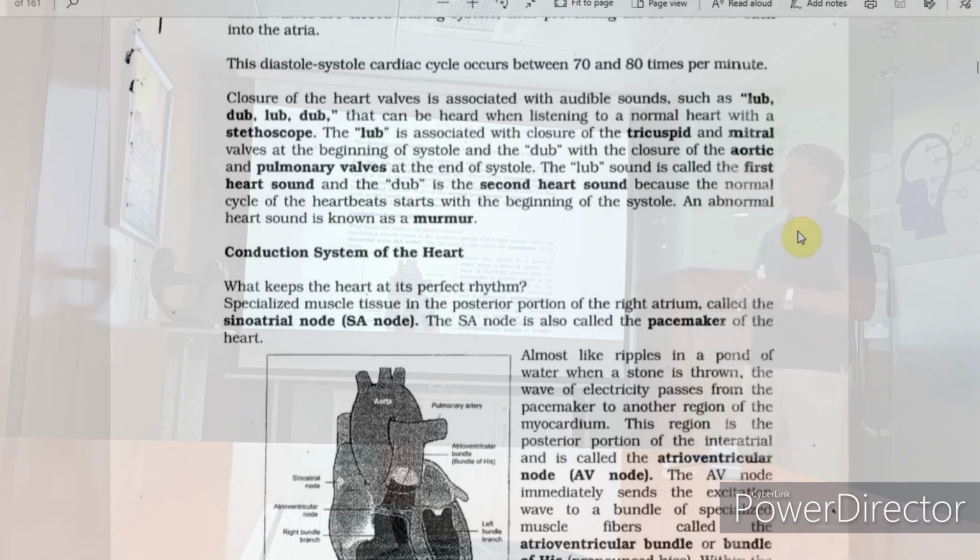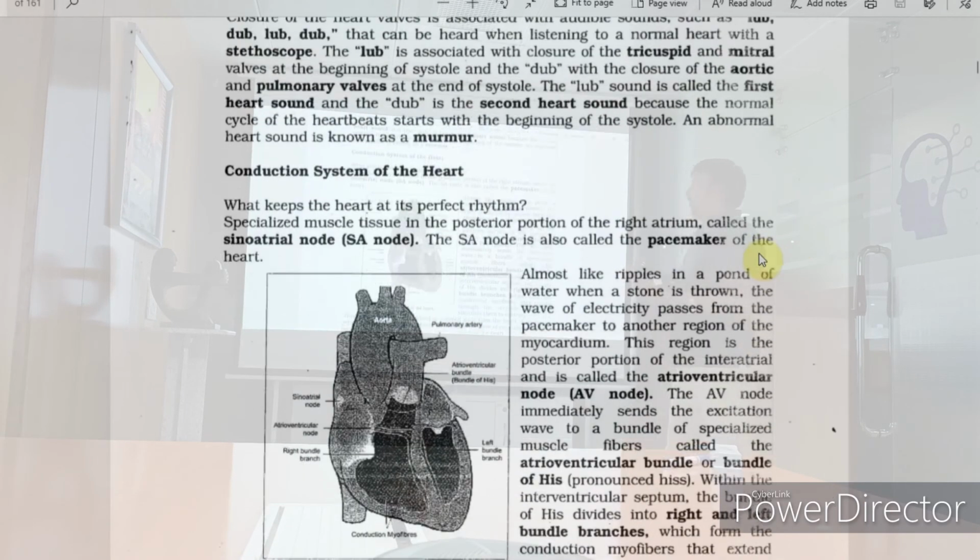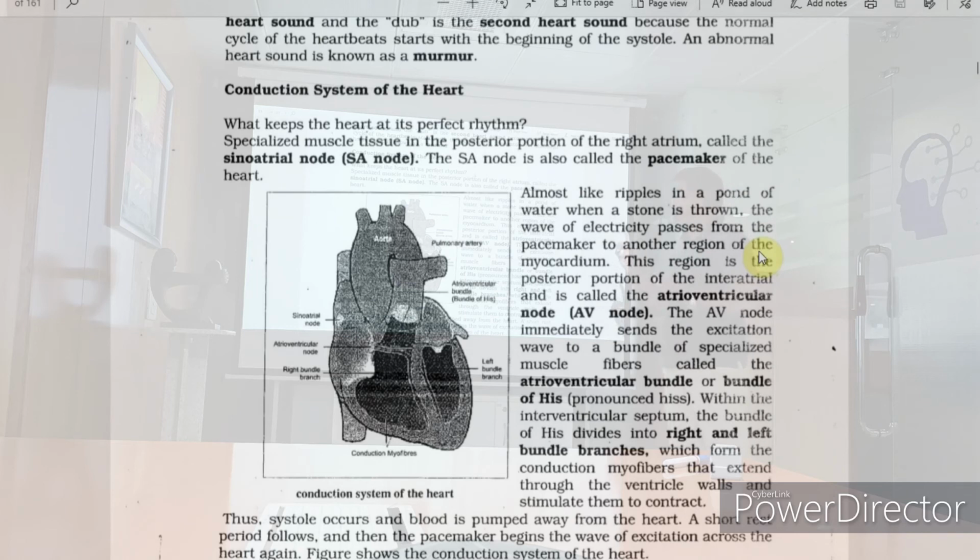An abnormal heart sound is known as a murmur. Any abnormal, scrubbing sound, that is known as a murmur. Scroll down. Conduction system, as I explained to you: SA node to AV node to AV bundle, right and left, also known as Purkinje fibers. This is my info which I have learned in 7th. I'm giving it to you, it's not mentioned, but again, I would rather say the same conduction system. Scroll down.